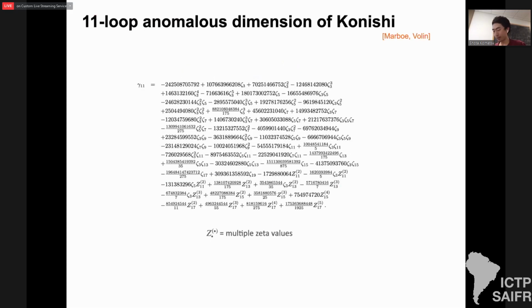And by using this quantum spectral curve, people succeeded in doing many computations, and in particular, people succeeded in computing the analytic expression for the 11-loop anomalous dimension of the Konishi operator. It's a bit long, but it's nice because it's very explicit.